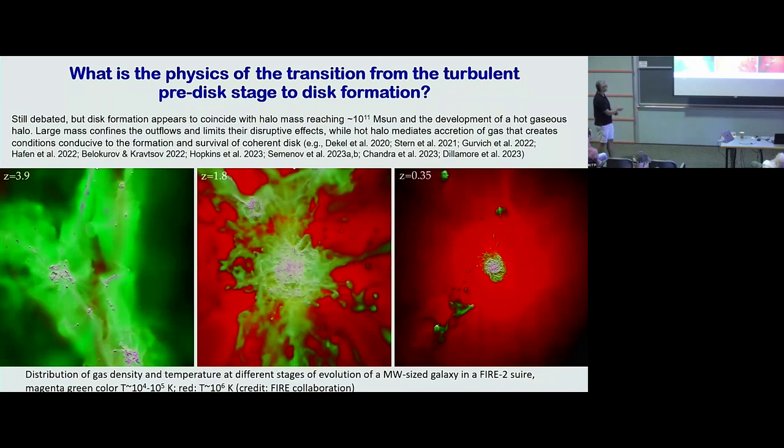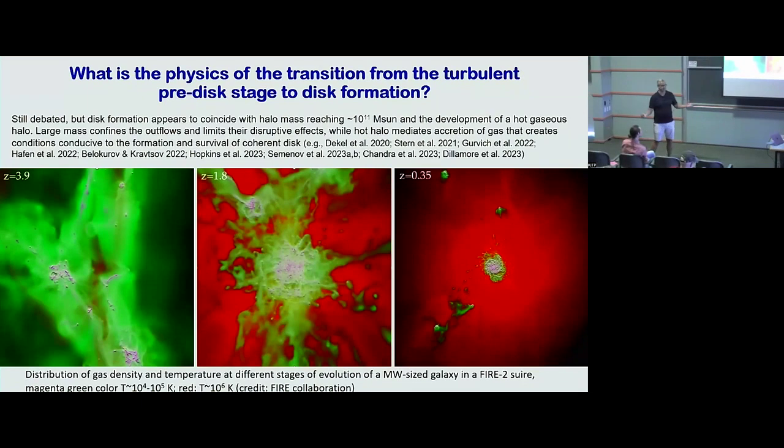When the distribution of gas and stars is very chaotic, when stars are forming over a significant fraction of the virial radius, and then the disk forms at some point, and that point is usually accompanied by formation of a hot halo, by mass reaching a particular value of about 10 to the 11, stellar mass reaching about 1 billion solar masses, but it hasn't been proven exactly what process allows the disk to form when it couldn't form before.